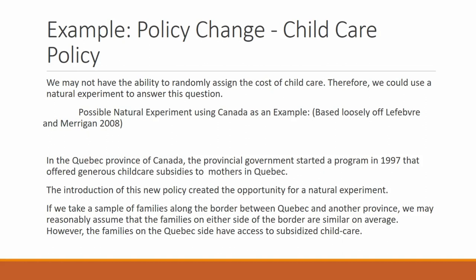What I'm going to do here is give an illustration of a possible natural experiment using Canada as an example. This is based loosely off of a paper that takes a more nuanced approach. I'm going to give a stylized representation of this. So let me use a policy change in Canada as an illustration of how I could use a policy change as a natural experiment.